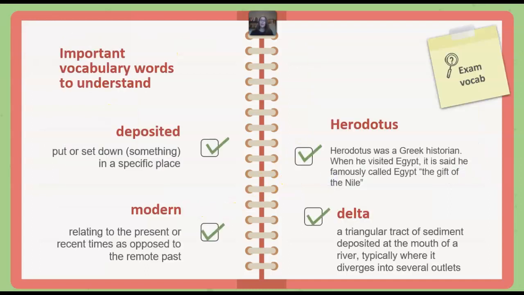So a few important vocabulary words for you to understand. Deposited means to put or set down something in a specific place. Modern means relating to present or recent times as opposed to the remote past. Herodotus was a Greek historian. When he visited Egypt, it is said that he famously called Egypt the gift of the Nile. And then a delta is a triangular tract of sediment deposited at the mouth of a river, typically where it diverges into several outlets.